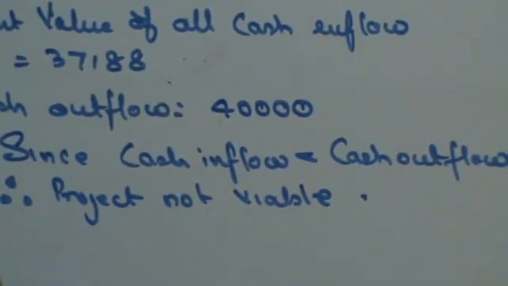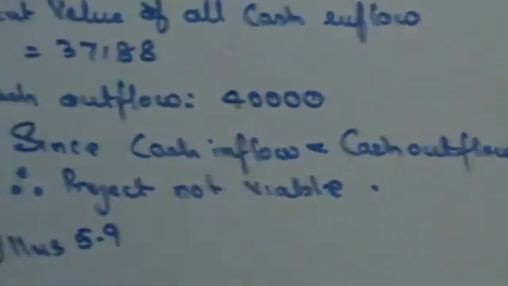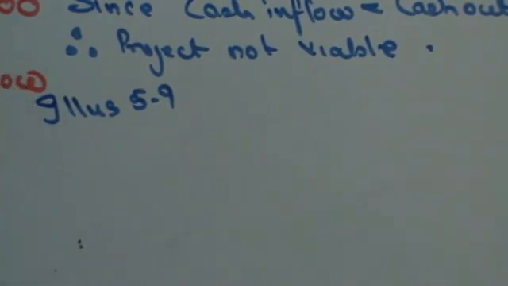Next, let's see another sum, guys. Illustration 5.9. They are saying that the shares of Riddhi Limited are quoted at 102 on 1st April 2002. The price rose to 132 rupees on 1st April 2005. Dividends were received at the rate of 10% on 30th June every year. Cost of funds was 10%. Is it worthwhile investing considering the time value of money?